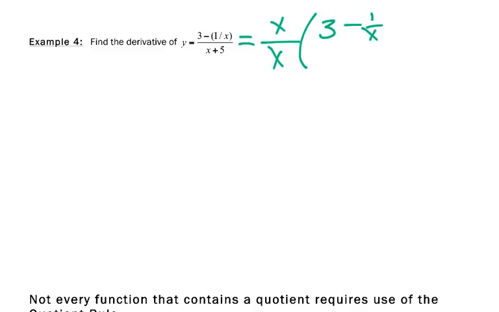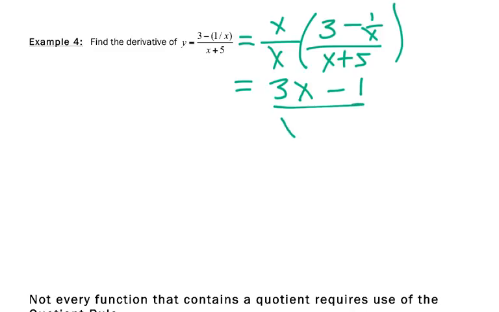So just writing out what we already have here. When we multiply by x, that leaves us with (3x minus 1) over (x squared plus 5). That's going to work really nicely with the quotient rule. Okay, so that means that my f of x is going to be this part here. So let's find the derivative of that.